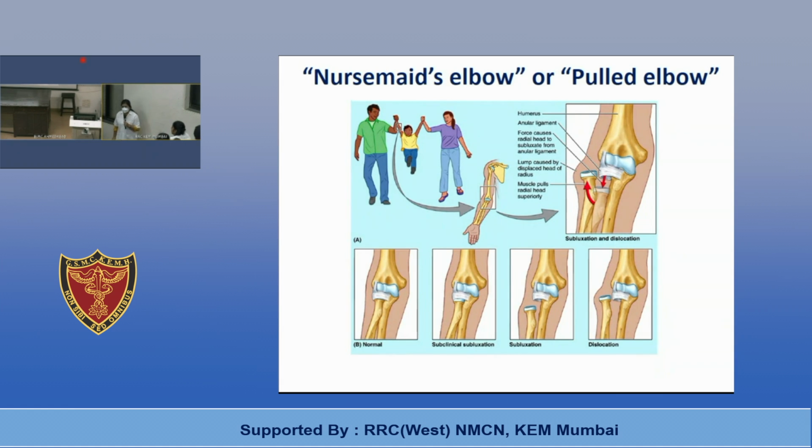This is a common condition which is seen in children below 6 years of age. Now what is the justification for this? Can you tell me why it is seen only in children, not in adults? If you lift an adult only by holding the wrist, can you get pulled elbow? No. Why is it common in children? What about the annular ligament? You can't hold an adult, that is another point, but just for discussion.